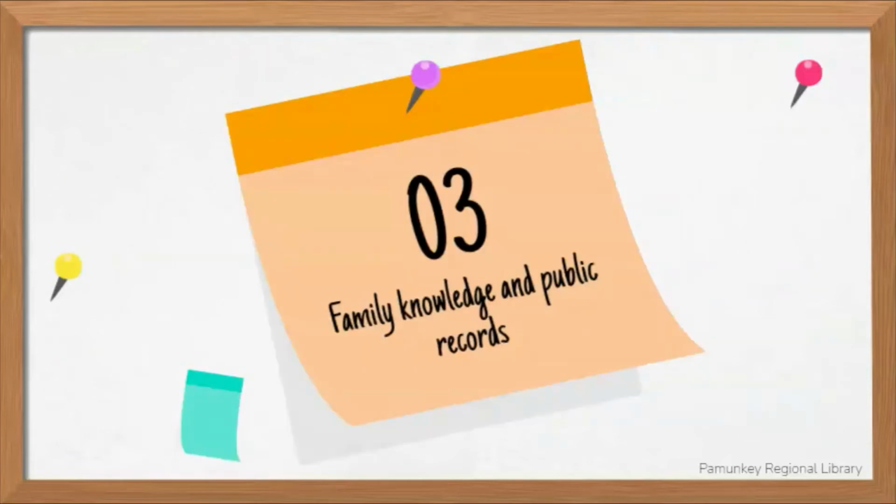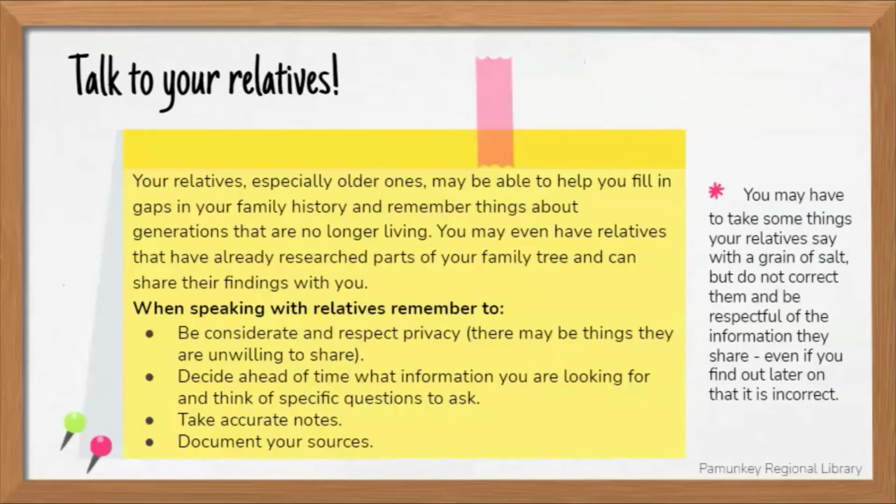And then here we are, family knowledge and public records. So talk to your relatives. Your relatives, especially older ones, may be able to help you fill in gaps in your family history and remember things about generations that are no longer living. You may even have relatives that have already researched parts of your family tree and can share their findings with you. But when speaking with your relatives, here are a few important things to remember.